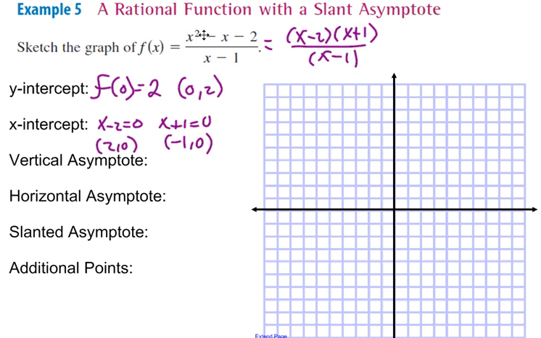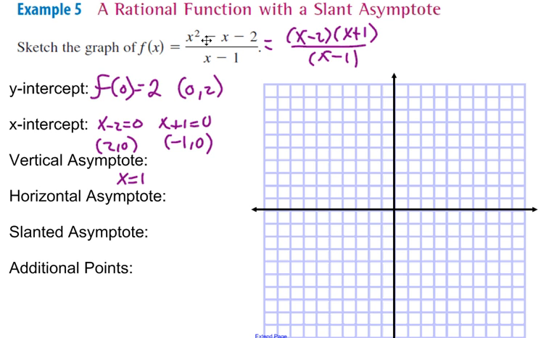Let's see, vertical asymptote. It's when the denominator is 0: what x value will make the denominator 0? So that means we set the denominator equal to 0, x minus 1 equals 0, and then we solve for x. So x is 1, right? So that's going to be our vertical asymptote, x equals 1.